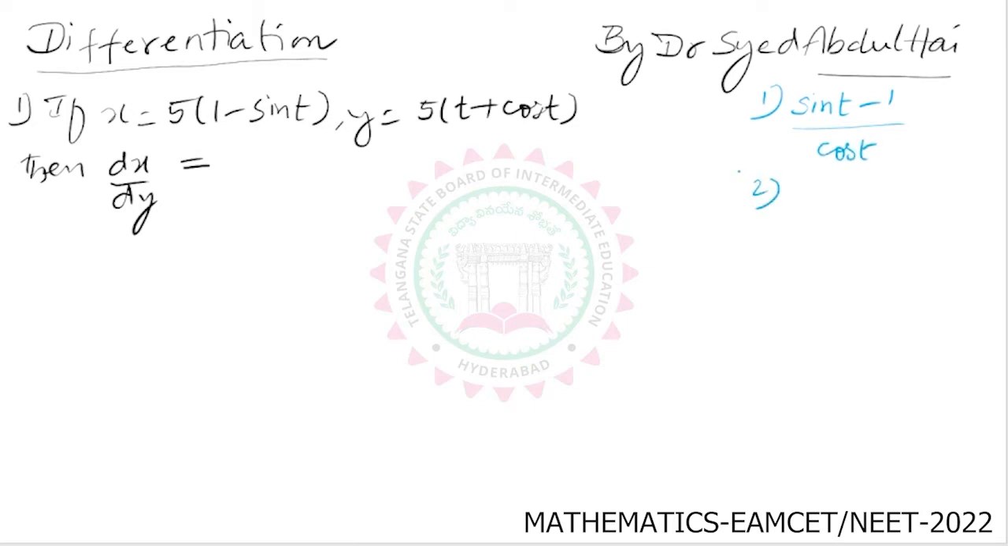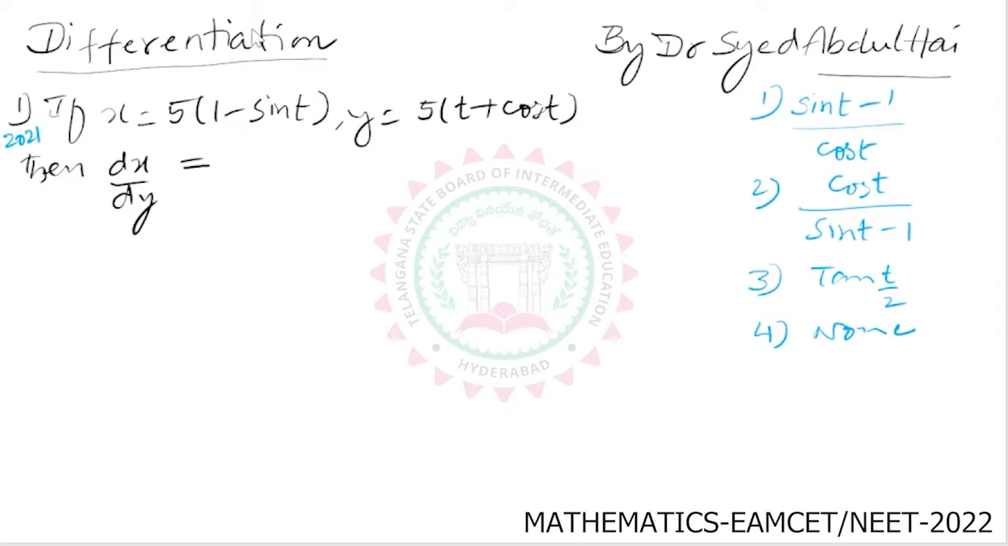Second option is cos t by (sin t minus 1). Third option is tan t by 2, and the fourth option is none. This was asked in 2021. Okay.